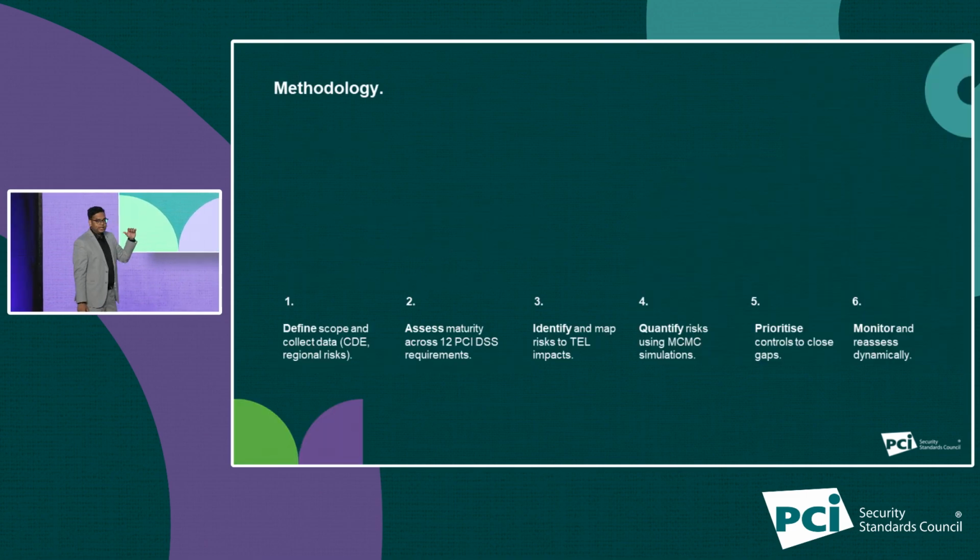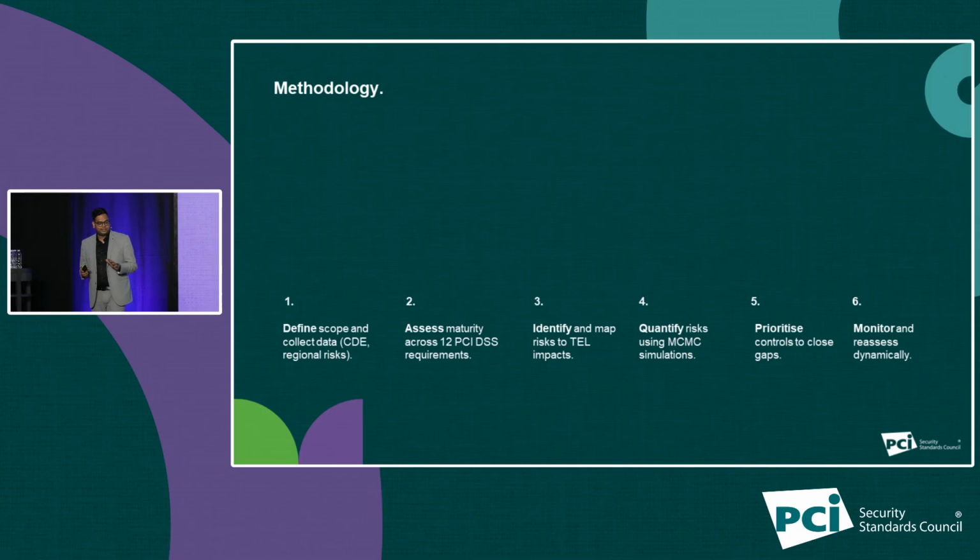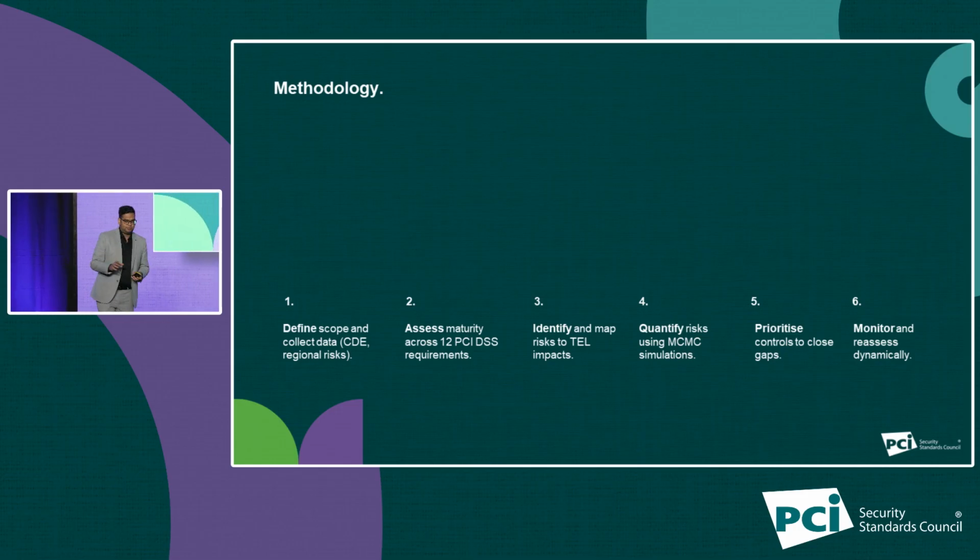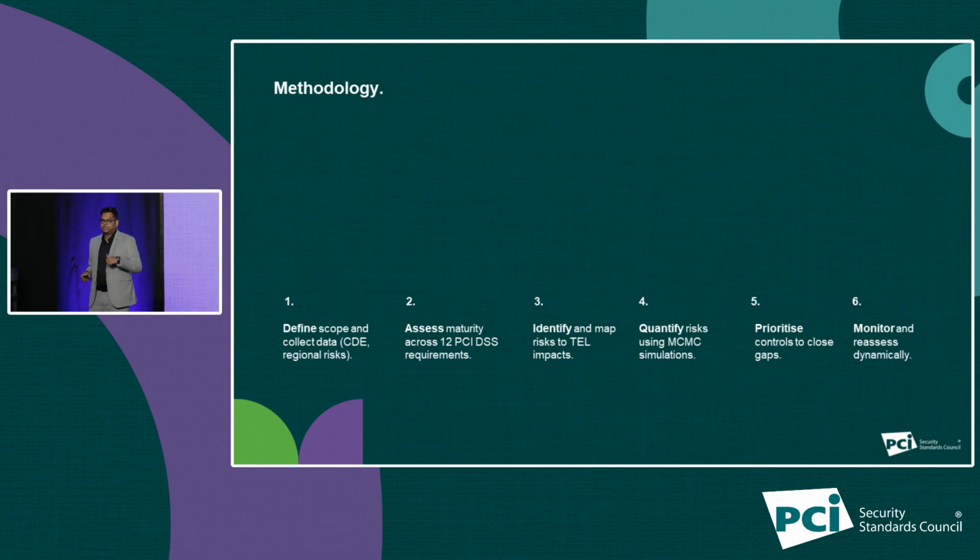So how are we going to achieve this particular maturity framework? It's a 6-step process. First, define the scope and collect the data, which is CDE, regional risks. CDE is cardholder data environment. Second, assess maturity across the 12 PCI DSS requirements. Third, identify and map TEL impacts. Now, what is TEL impacts? Technology, economy, legal. These 3 things.